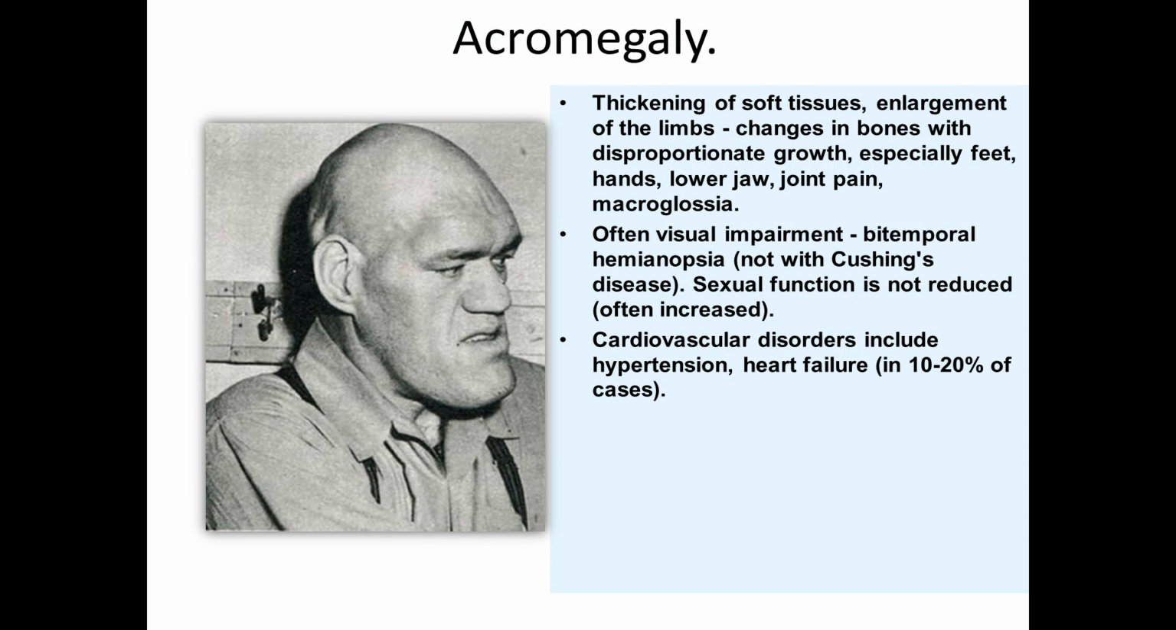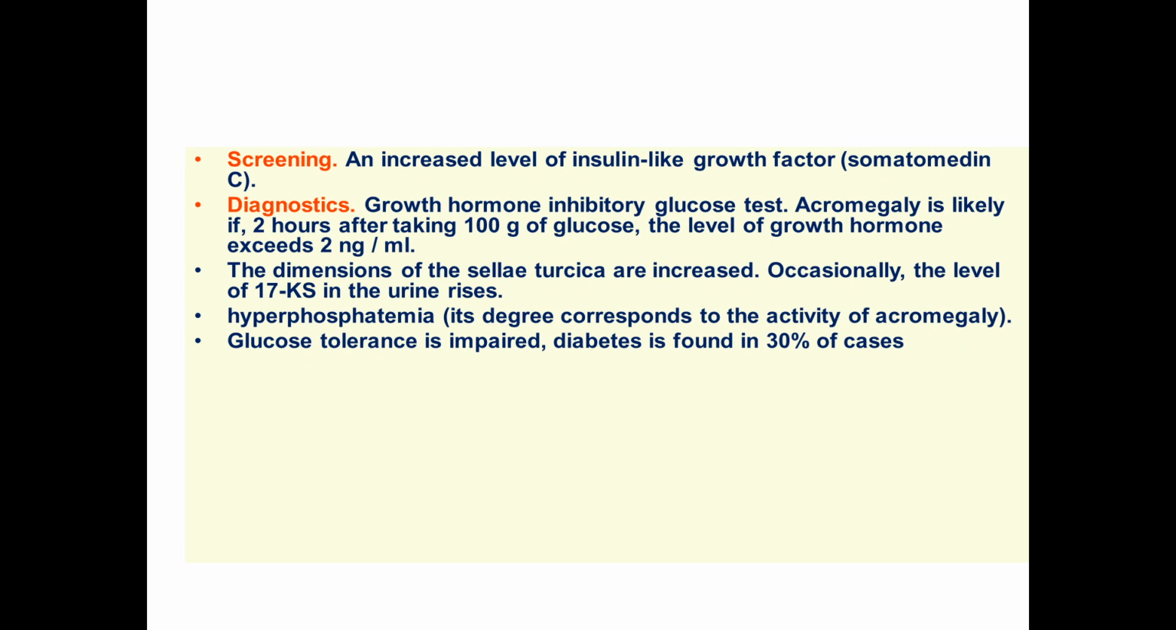This is overproduction of growth hormone. Acromegaly is represented by thickening of soft tissues, enlargement of limbs, changes in bones with disproportional growth, especially feet, hands, lower jaw, joint pain, macroglossia, and often visual impairment, characteristic bitemporal hemianopsia, and cardiovascular disorders like hypertension and even heart failure. How can you screen?